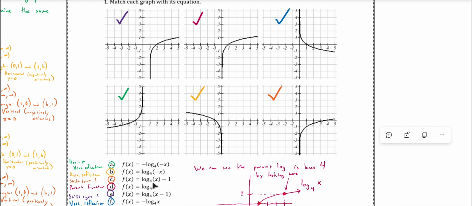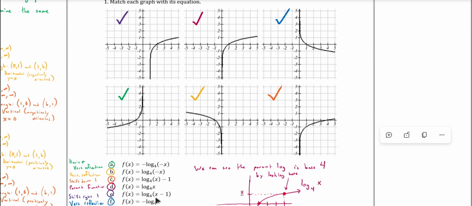How about our shifting problems? Well, C says downshift it by 1. So we take our parent function and we scooch every point. Every y value goes down by 1. Notice this didn't change my vertical asymptote at all. I just slid it down along that asymptote. So vertical transformations are going to leave the asymptote in place. But 1, 0 is now at 1, minus 1, and 4, 1 is now at 4, 0. The y value is decreased by 1.